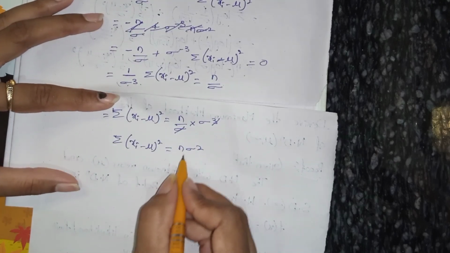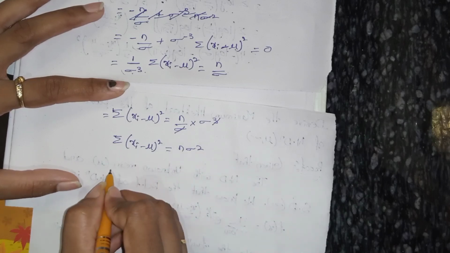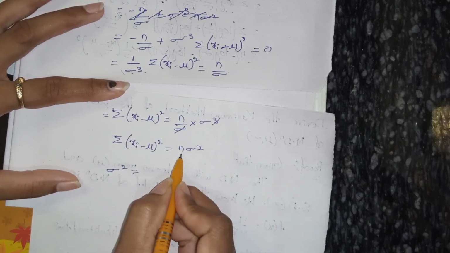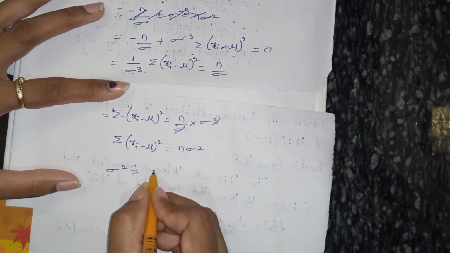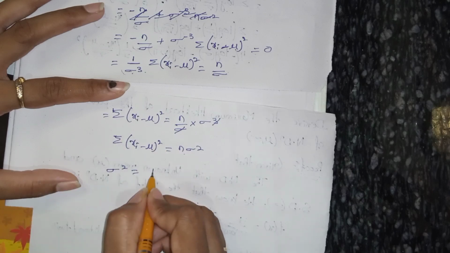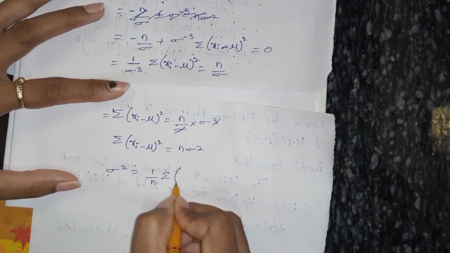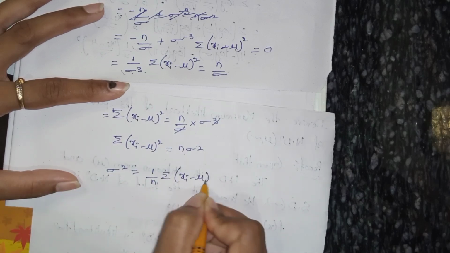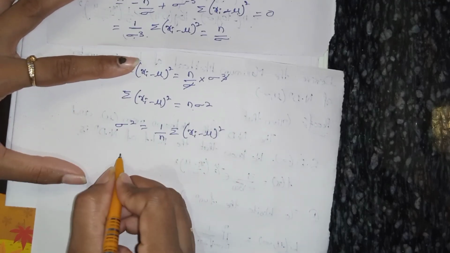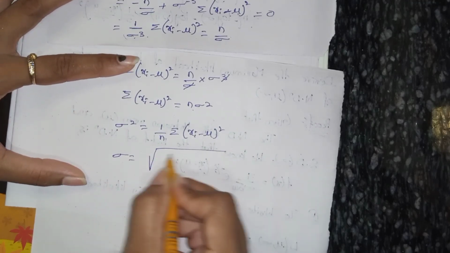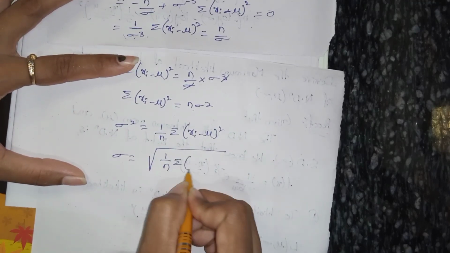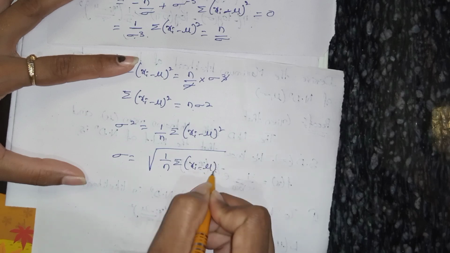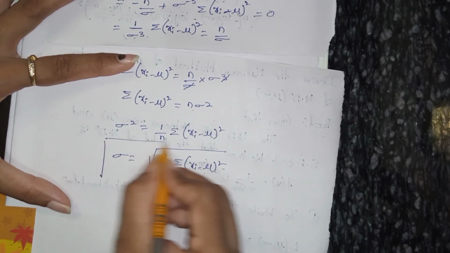So now we want what? The sigma square value. Sigma square equals, this term from RHS to LHS, it will become division. So 1 by n summation xi minus mu whole square. Okay. So sigma equals square root of 1 by n summation xi minus mu whole square. So we got the value now.